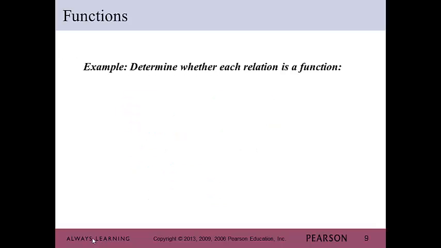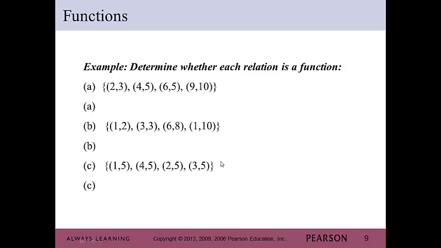Okay, now it says determine whether each relation is a function. We have 3 to work through. So the first one includes the points (2, 3), (4, 5), (6, 5), (9, 10). So let's automatically look at the x values. I'm going to circle them. 2, 4, 6, 9. Do we see any repeats? No, therefore it is a function. It does not matter what's happening to the y's, right? It's the x value, it's your domain.